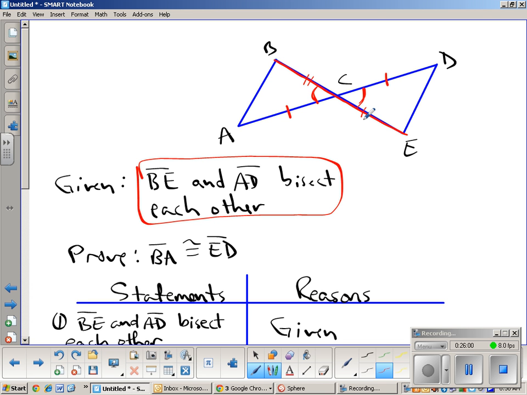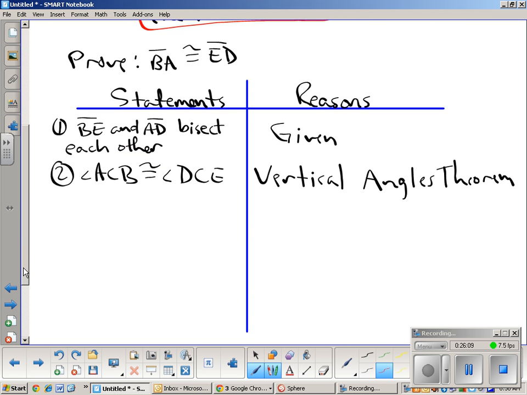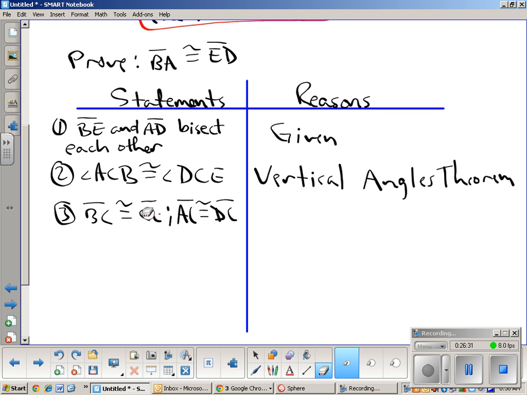Okay? So now I have two more facts, don't I? By saying they bisect each other, it's not just one way, it's both ways. And so segment BC is congruent to segment CE, and segment AC is congruent to segment DC. I switched this around, sorry. I'm going to go ahead and fix it because I told you day one that I would always write it correctly.